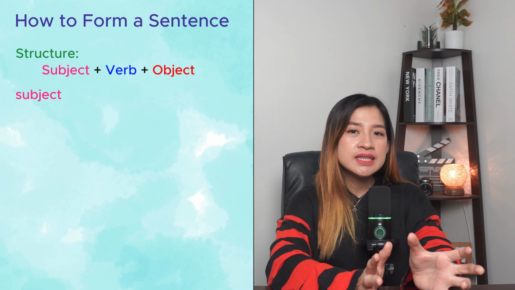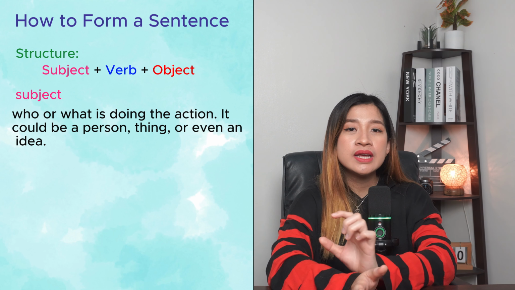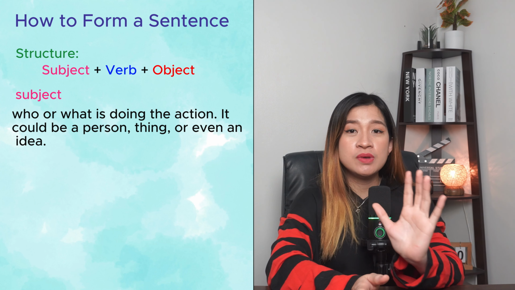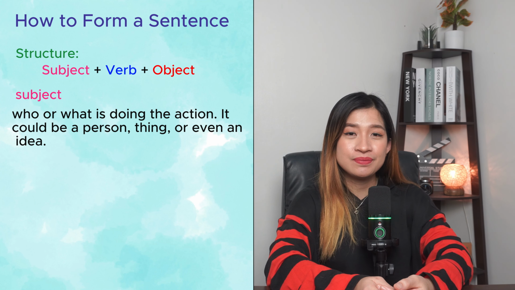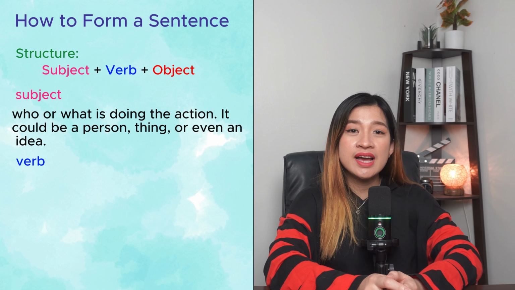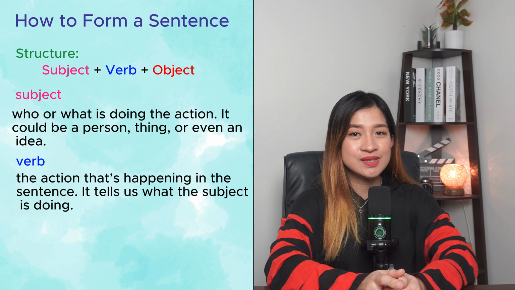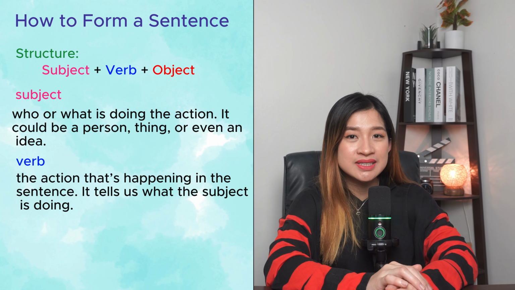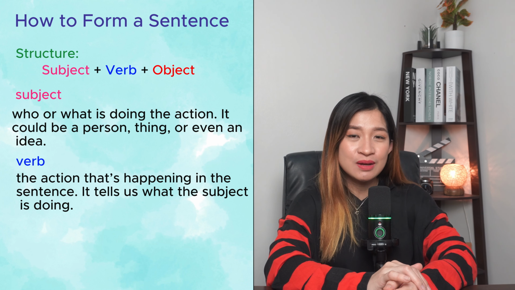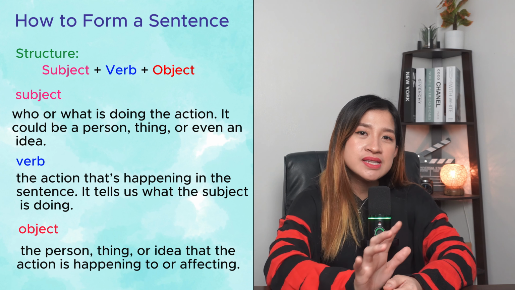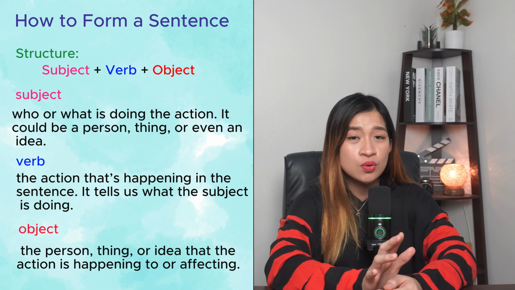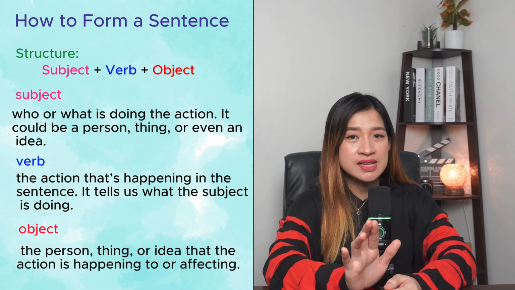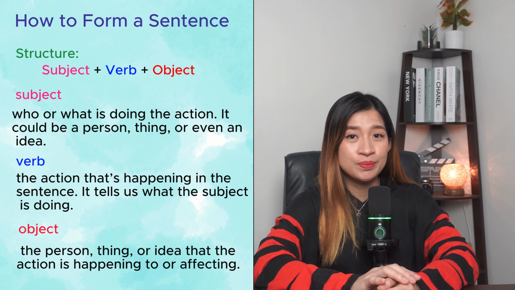So subject, this is who or what is doing the action. It could be a person, thing, or even an idea. Verb, this is the action that's happening in the sentence. It tells us what the subject is doing. Object, the object is the person, thing, or idea that the action is happening to or affecting. Not every sentence has an object, but many do.